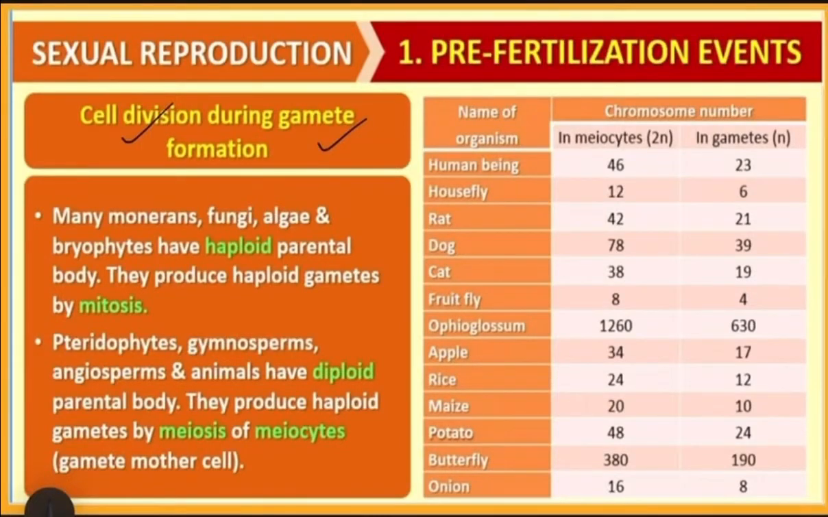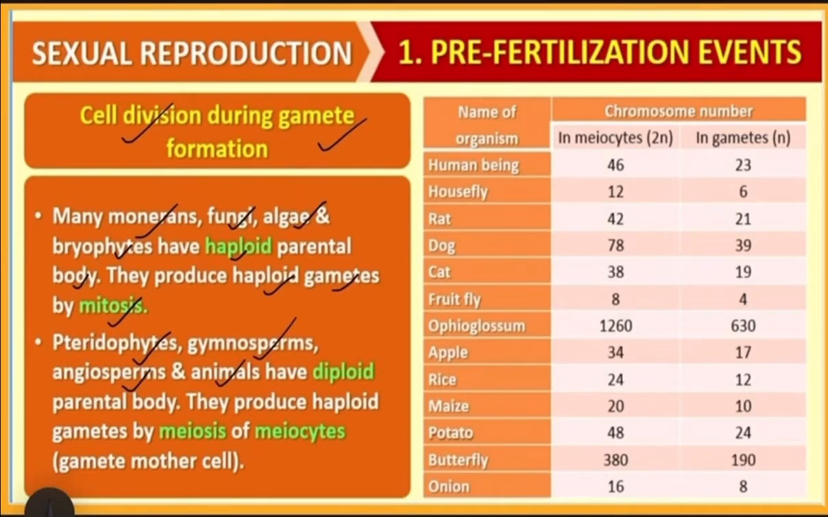So what type of cell division is taking place in the organism to form the gametes? Many monerans, fungi, algae and bryophytes are haploid. Means their parental body is haploid, means they have half the number of chromosomes. So they produce haploid gametes only by simple mitosis. Clear? Now next, pteridophytes, gymnosperms, angiosperms and animals.